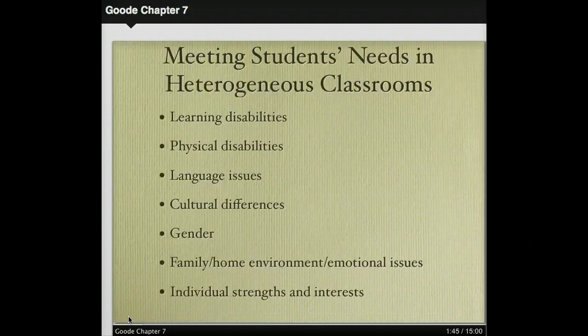So our goal then is to meet the needs of all kids in our heterogeneous classrooms. Some of the considerations that we have are students with learning disabilities, with physical disabilities, we have language issues, we have cultural differences, we have boys and girls in our class and everything in between. We also have students who come from diverse families, have different home environments, and possibly emotional issues as well. And we have kids who are required to come to school, and they have all different kinds of things they're good at, and things that they're not so good at, and things that they enjoy doing. And this is what we need to deal with in our classrooms every day.